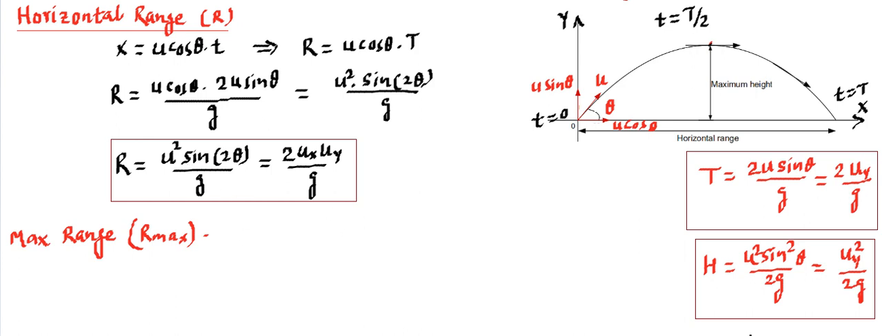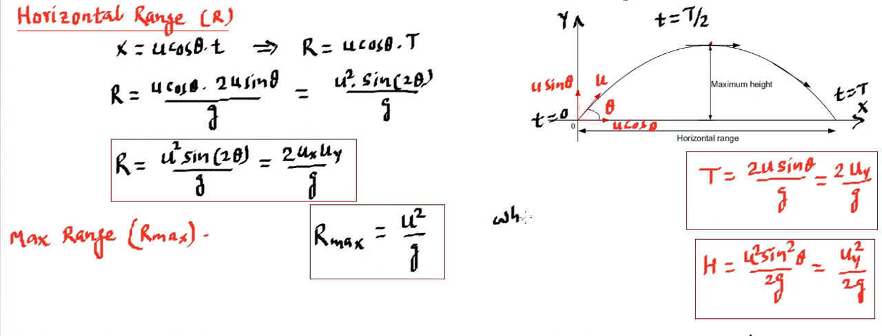So we will find that range maximum comes out to be u square by g. So u square by g is the formula for the maximum range that can be achieved by this particle performing projectile motion, and this range will be achieved for theta when sine 2 theta should be 1. Sine 2 theta is 1.